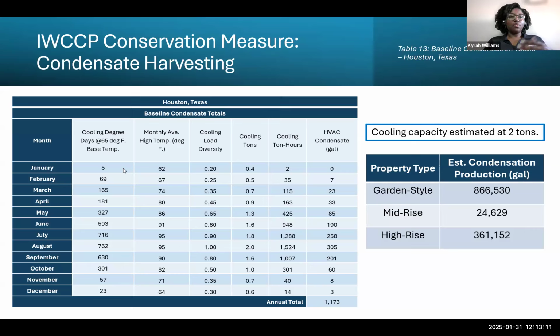So focusing on the cooling degree days, the monthly average temperature, as well as estimating the cooling capacity, we were able to establish an estimated condensation production for each building typology as shown on the screen.